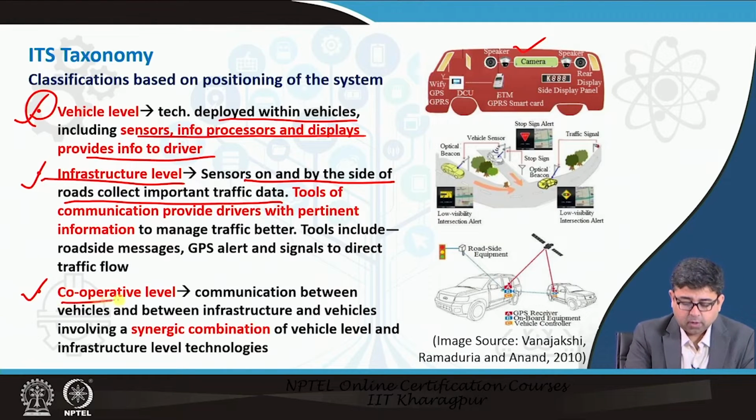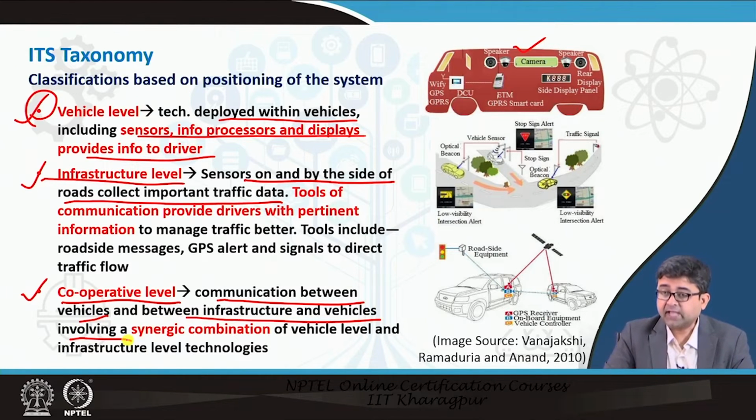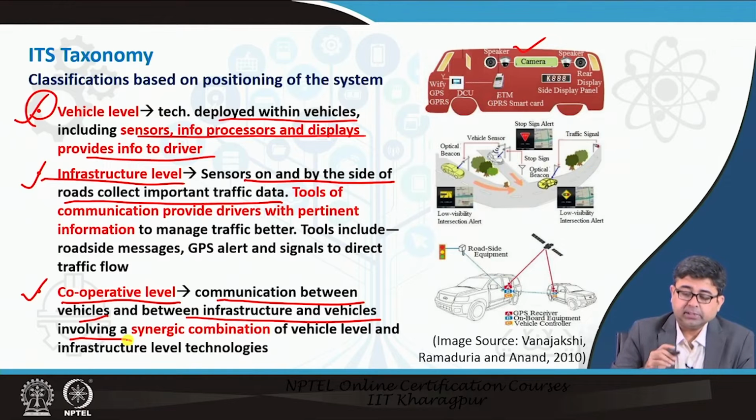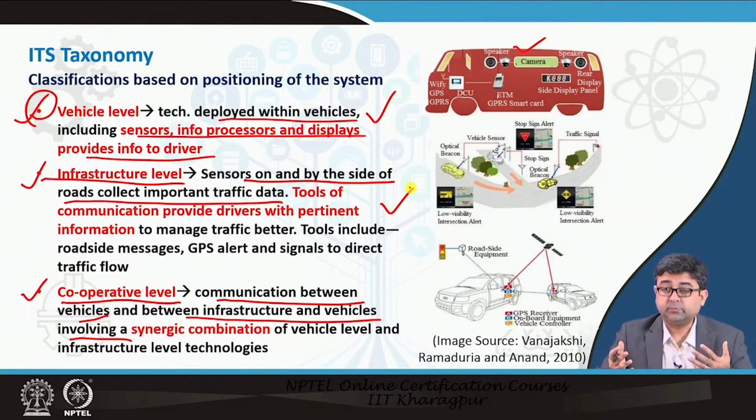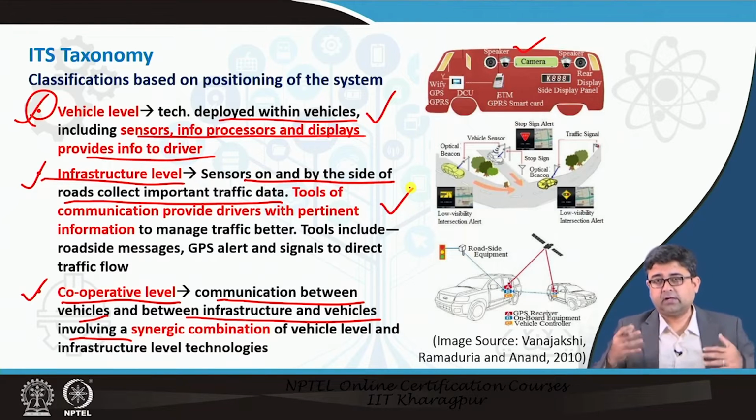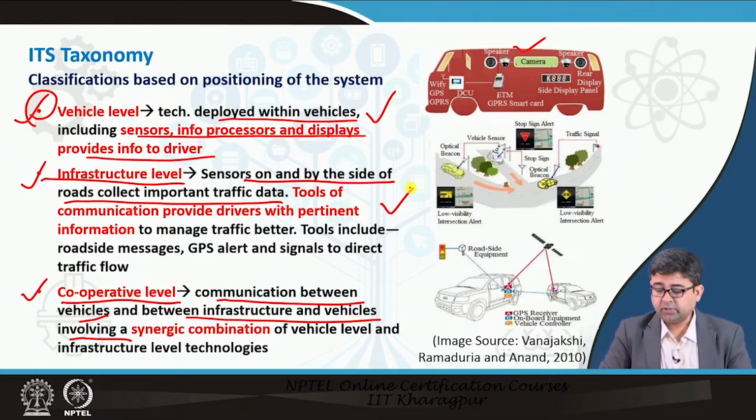And then there is the cooperative level, which is the communication between the vehicles, and between the infrastructure and vehicles. It is one thing to have just vehicle level or infrastructure level ITS capabilities, but unless there is communication between the vehicle and the infrastructure, higher efficiency is most likely not going to be achieved. So, there has to be two-way communication between your infrastructure and your vehicle.